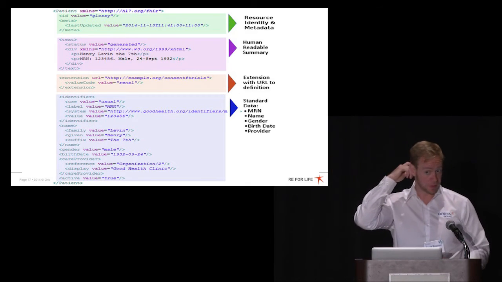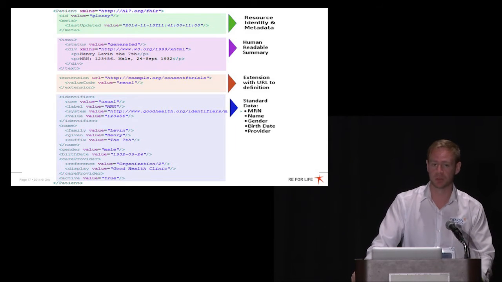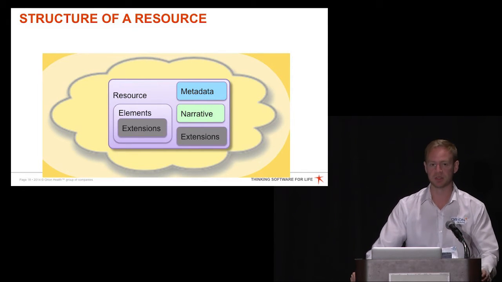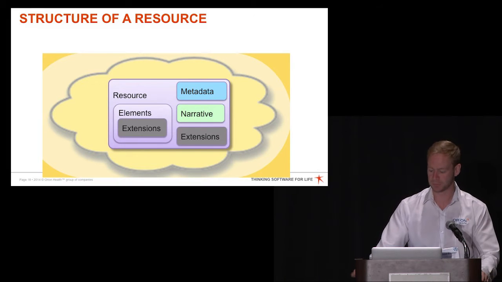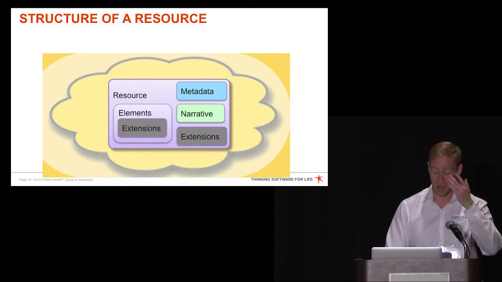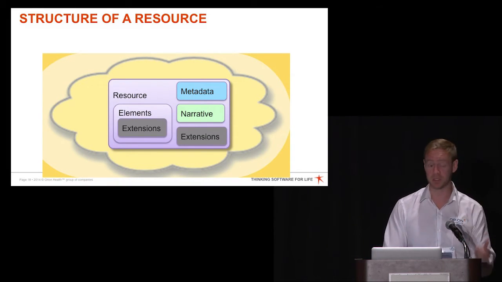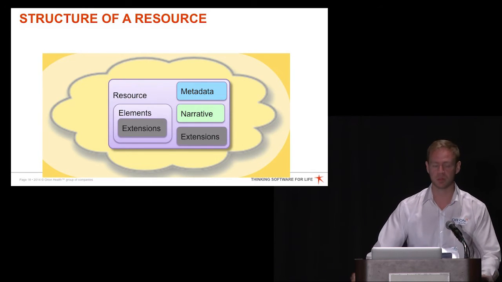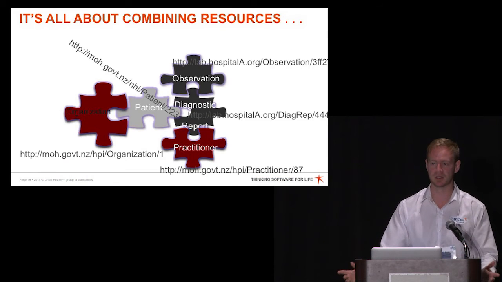Here's another diagram I have here on the structure of a resource. Same thing, folks. It's got metadata, it's got the human readable narrative, it's got extensions within their elements that have the computer readable portions of it. This is a graphic I really like here, and it's all about combining resources. The idea is when we want to share some meaningful data with a different user, a different system, let's tell more than just the patient was admitted. Let's tell a story here.